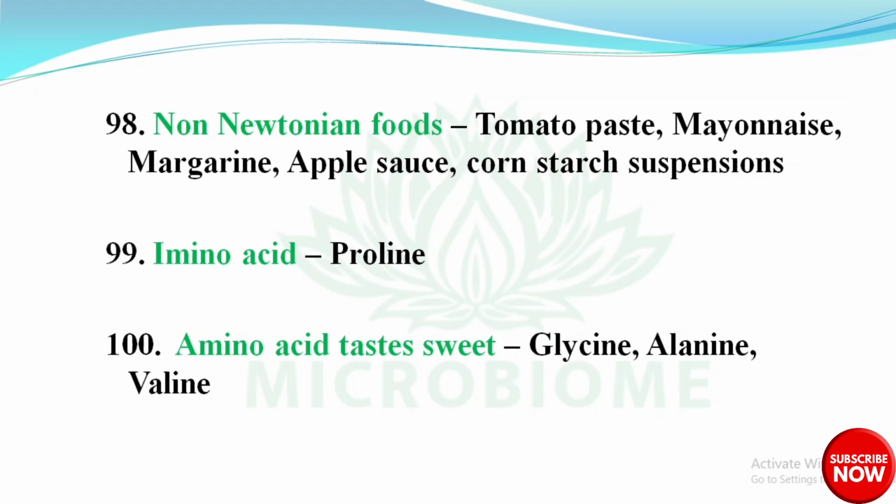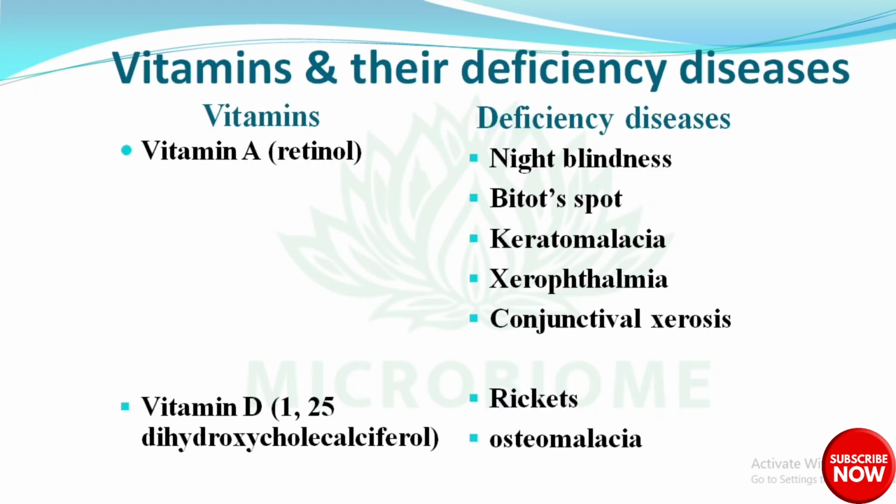Then amino acid, it's the proline. Next, amino acids that taste sweet are glycine, alanine and valine. And here comes vitamins and their deficiency diseases. Vitamin A, retinol. So the deficiency is night blindness, Bitot's spot, keratomalacia, xerophthalmia, conjunctival xerosis.